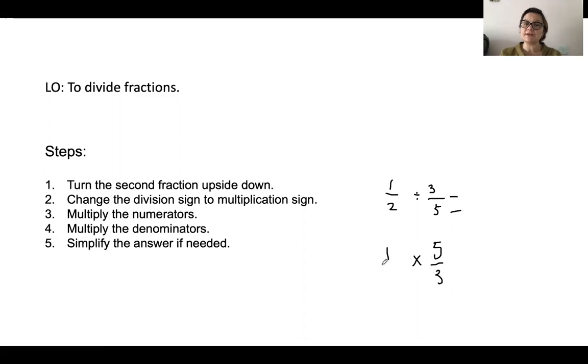So the first fraction stays the same. We have 1/2 times 5/3. Then follow the rules you learned on how to multiply fractions. 1 times 5 is 5, 2 times 3 is 6, and that's it. And look if there is any simplification, which in this case there isn't, since 5 and 6 don't have any common factors.